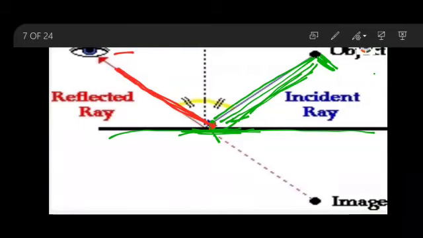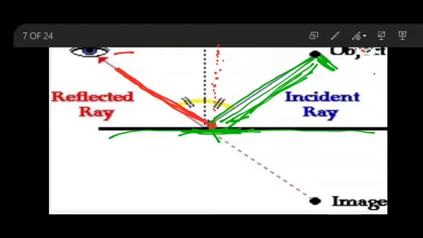What is this line? This line indicates the normal. The normal line is drawn at a right angle, perpendicular, to the mirror surface. We can draw the imaginary line perpendicular to the mirror surface. That line is called what? Normal.